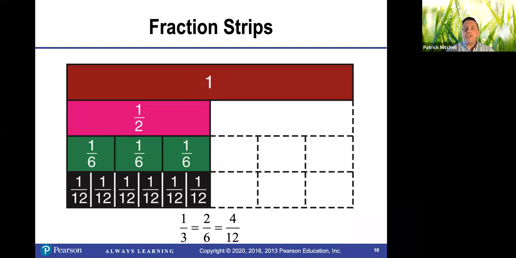You can model fractions using fraction strips. So this brown bar at the top represents one unit or one whole. The pink represents 1/2. It's been divided into 2 equal parts. The green pieces represent 1/6, and the black pieces represent 1/12. They don't have a picture of 1/3 in this model actually, but I can at least see that 2/6 is equal to 4/12. 2 of these are equal to 4 of these.